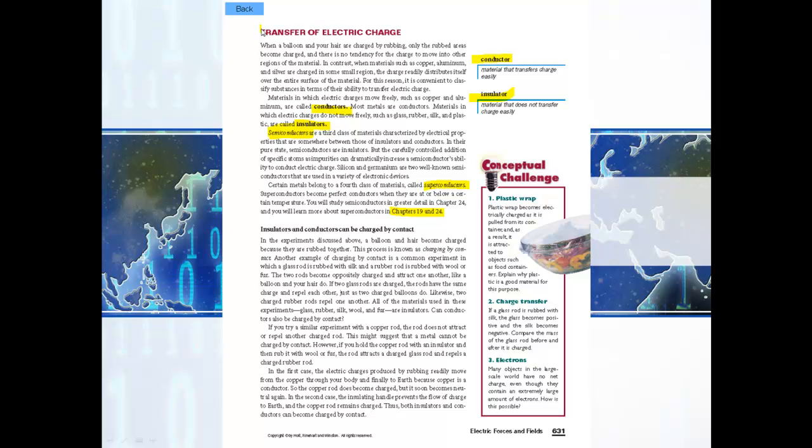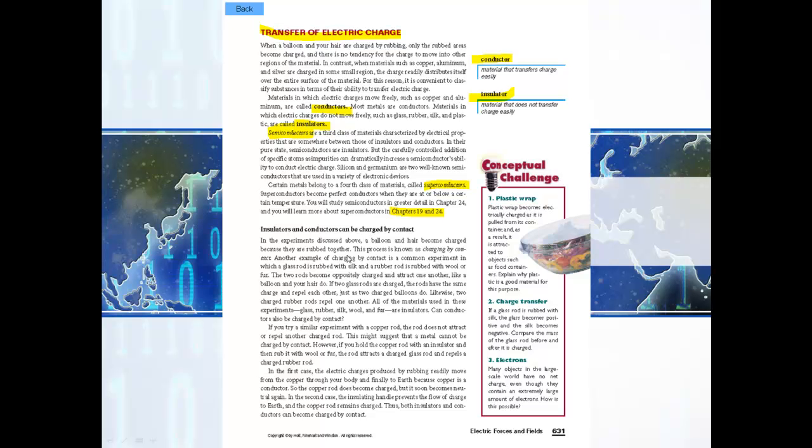Now, in terms of transfer of charge, make sure you know friction, conduction, and induction. What are the results of each type, and what goes on with each type of charge transfer. So those three methods of charging, be very, very, very clear on it.